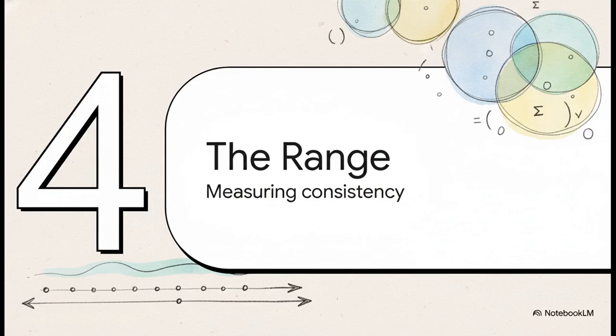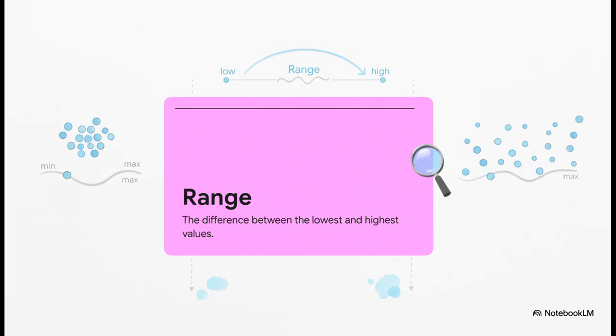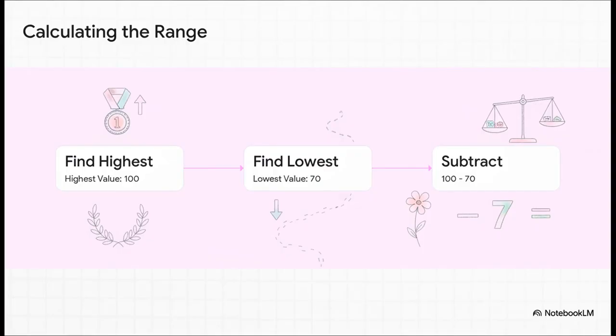Okay, team, we've looked at 3 ways to find the center of our data. But that's not the whole story, is it? I mean, what if the scores are all over the place? To figure that out, we need our last tool for today: the range. The range gives us a feel for how spread out or consistent our data is. It's just the difference between the absolute highest number and the absolute lowest number. So a tiny range means everyone's scores were pretty close, but a huge range means they were all over the map.